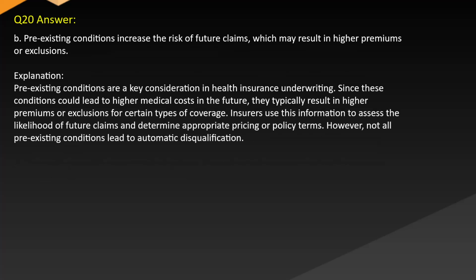Answer. B. Pre-existing conditions increase the risk of future claims, which may result in higher premiums or exclusions. Explanation. Pre-existing conditions are a key consideration in health insurance underwriting. Since these conditions could lead to higher medical costs in the future, they typically result in higher premiums or exclusions for certain types of coverage. Insurers use this information to assess the likelihood of future claims and appropriate pricing or policy terms. However, not all pre-existing conditions lead to automatic disqualification.